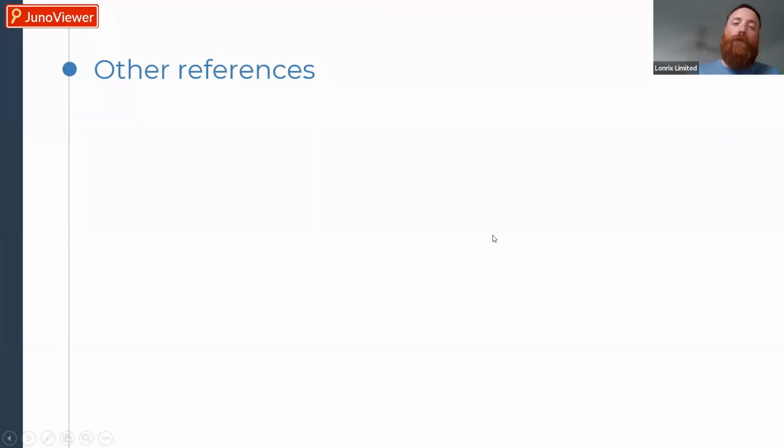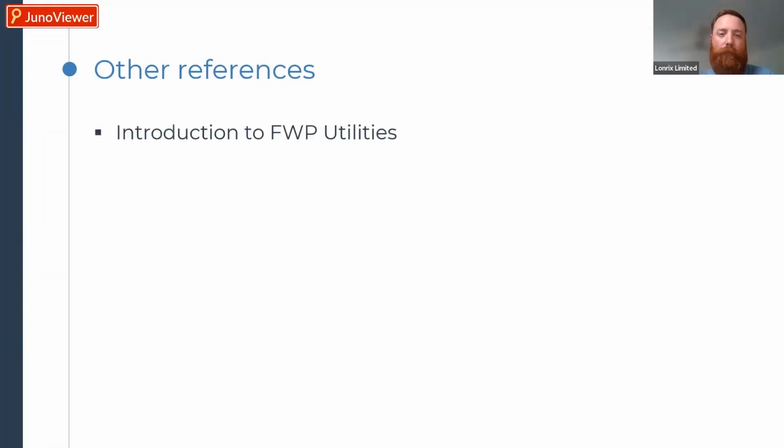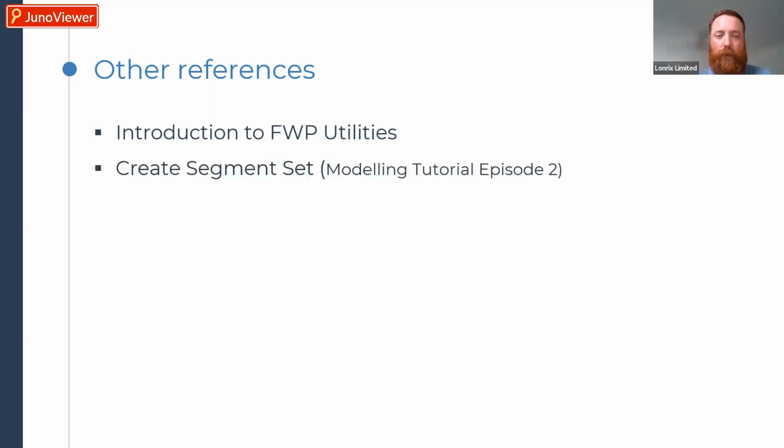So besides importing a FWP program into JunoViewer from Excel, there are a few other ways to create a FWP program, which I thought I'd just mention quickly. One of them is cloning an existing FWP program, which you can do in the FWP utilities page. My colleague Sean did a webinar late last year on this, and so I'll link that in the show notes. Another way is by creating a segment set where JunoViewer breaks up your entire network into set lengths. Fritz covers this in one of his modeling tutorial videos, and I'll also link to that.